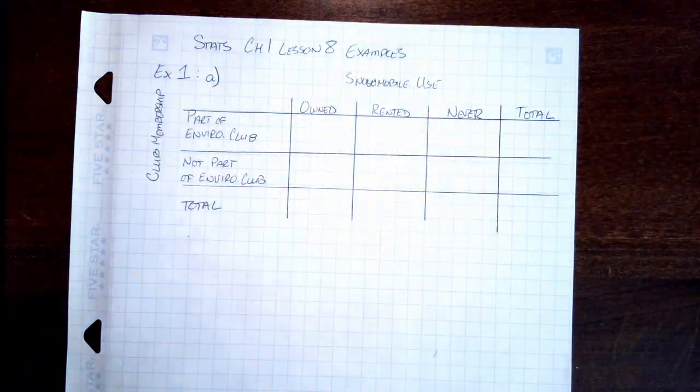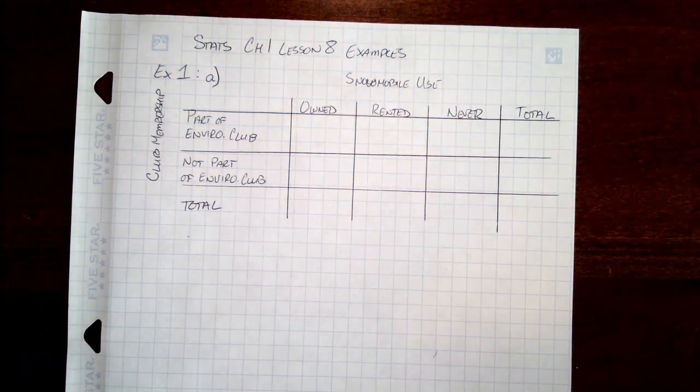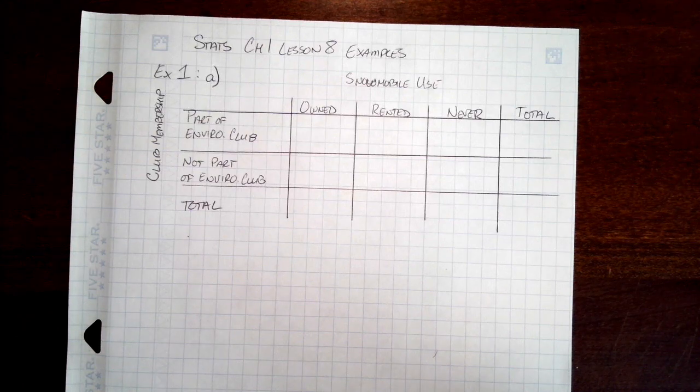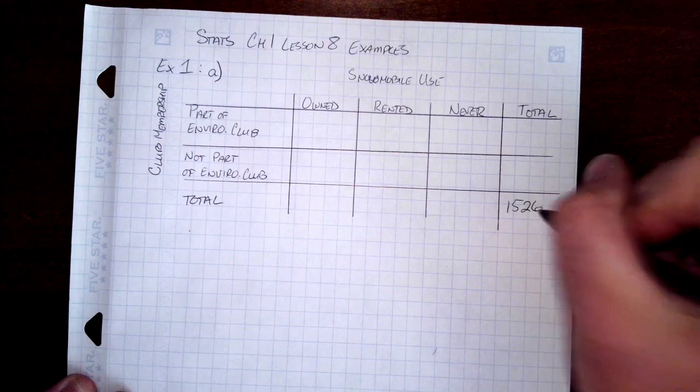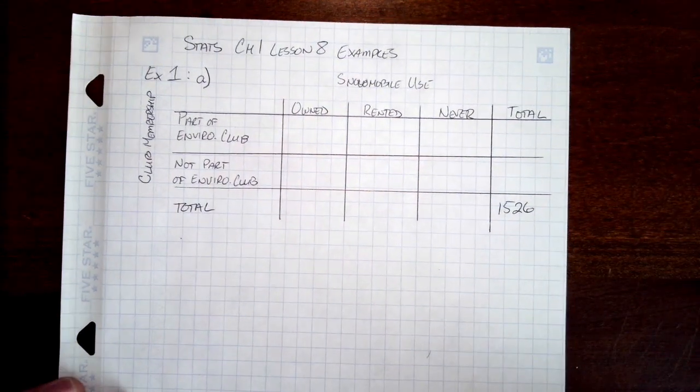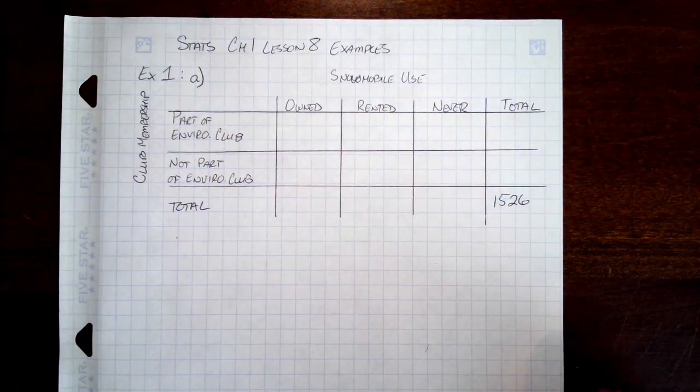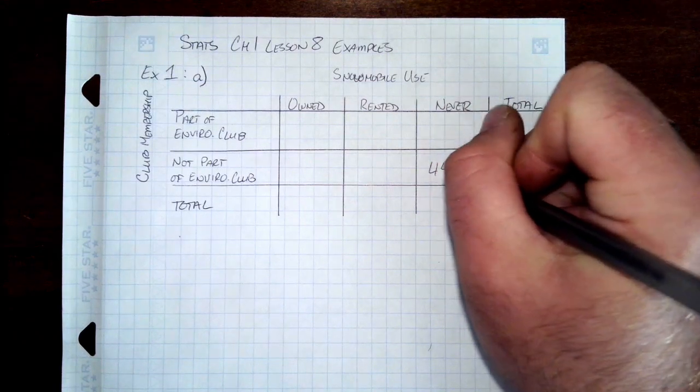And our grand total should be in the bottom right, so that's one of the ways we can check our work. We know that they asked a grand total of 1,526 people. So this is our frequency chart. 445 people said they never used a snowmobile and were not part of a club, so that was 445 in there.